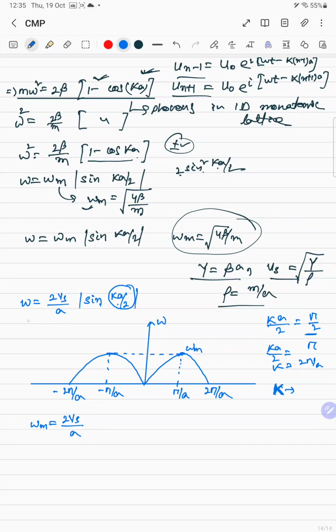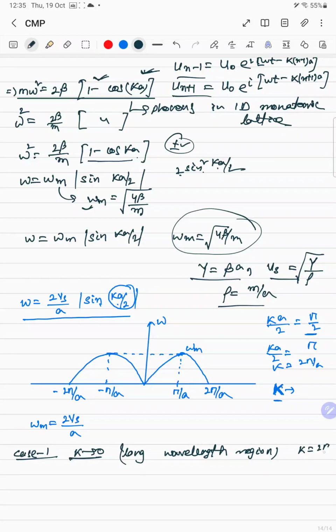This dispersion relation will vary depending on the k value. Case 1: when k tends to 0, it is the long wavelength region. Why is it long wavelength? Because k equals 2 pi by lambda. When k is very low, lambda will be a high value, so it is the long wavelength region, and k tends to 0 is this region.